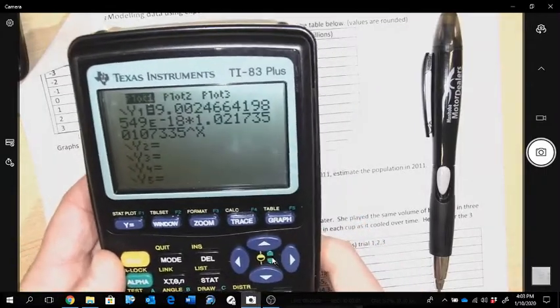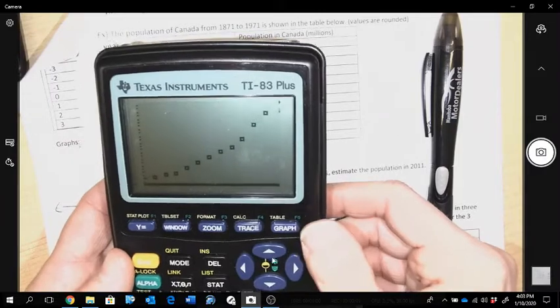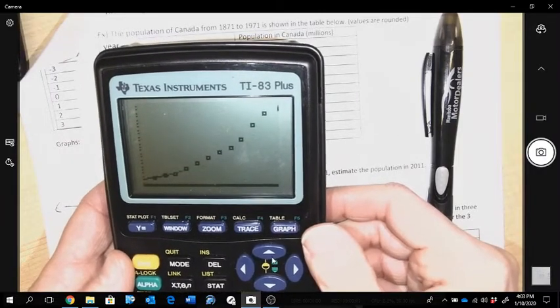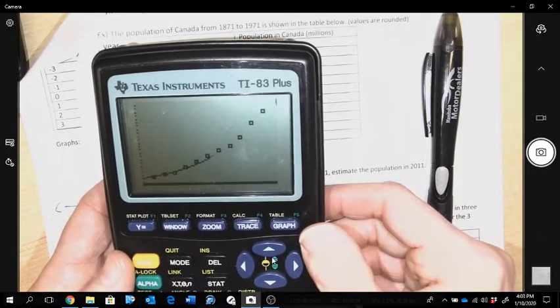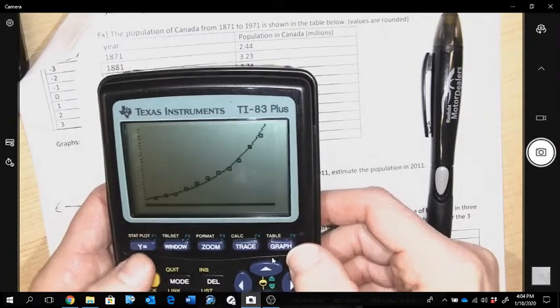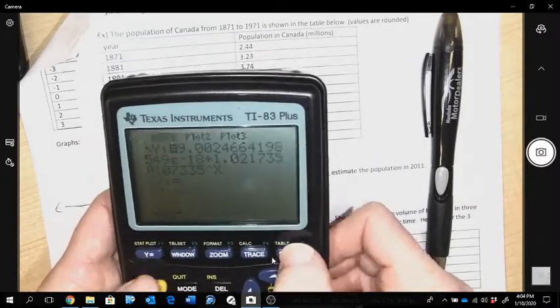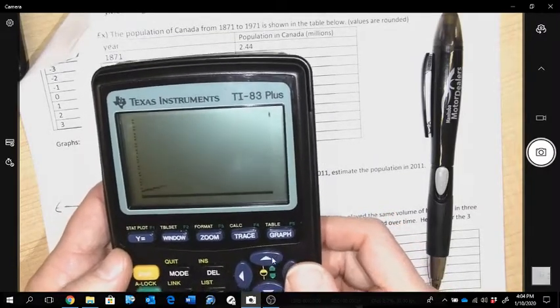I'm going to get rid of the scatter. Actually, no, I'll keep that in there so that you can see how the line is going to fit. So it fits the data nicely. Okay, now I am going to actually get that scatter plot out of there, so we just have our line. We know that that line fits.